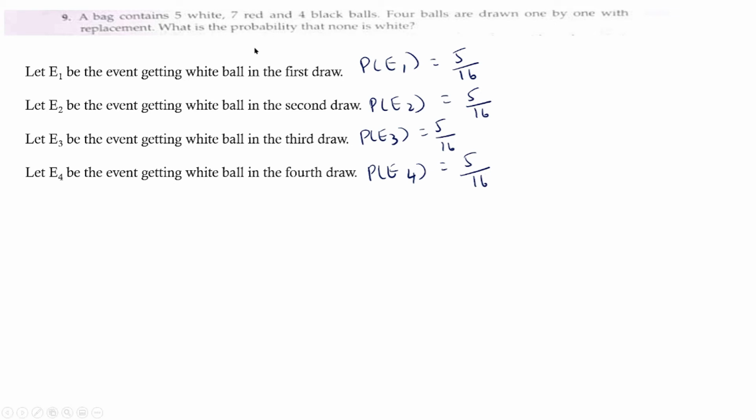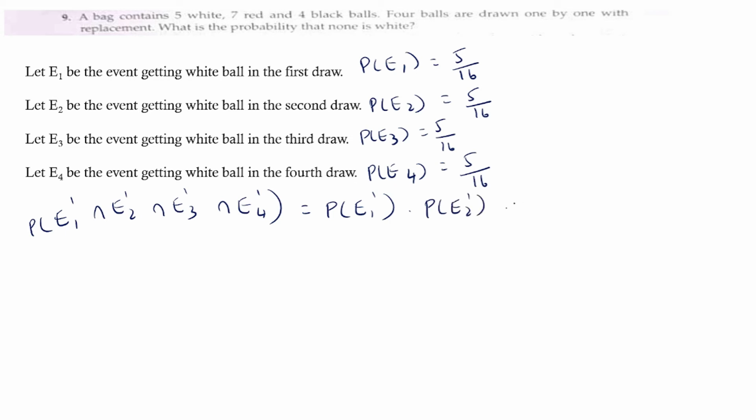Now we need to find the probability that none of them is white. It means we need to find probability of E1 complement intersection E2 complement intersection E3 complement intersection E4 complement. This we need to find. Now since each of these events are independent, the intersection of all these events, the associated probability, is equal to probability of E1 complement into probability of E2 complement into probability of E3 complement into probability of E4 complement.